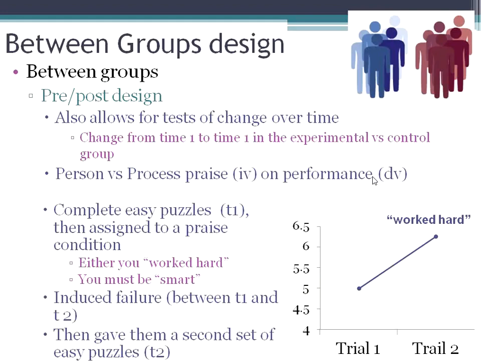Well, for the group that was in the process praise condition, they actually improved their performance following failure, right? So the number of puzzles they completed at time 1 went up dramatically at time 2. But the group in the person praise actually did worse the second time following failure.